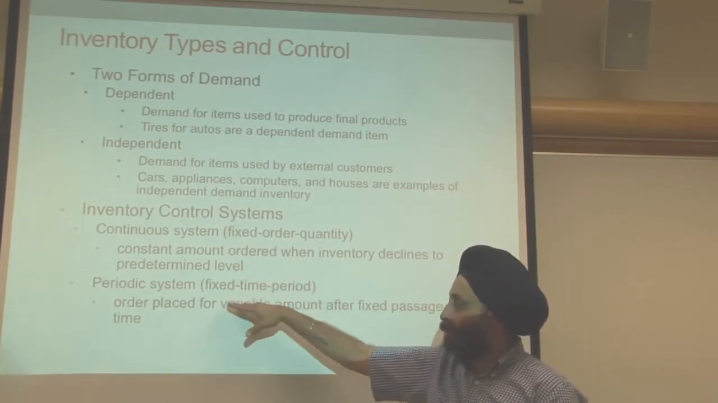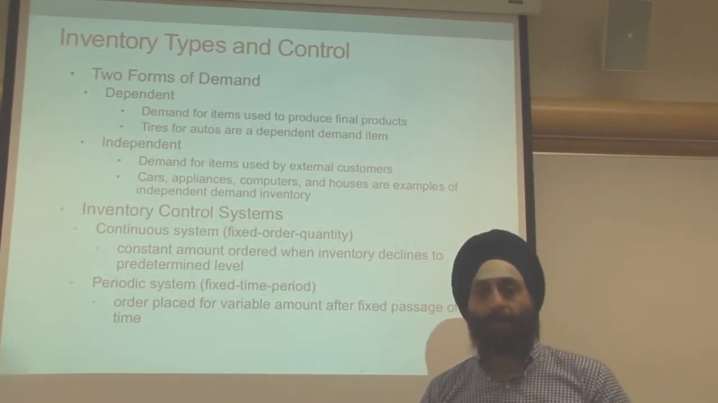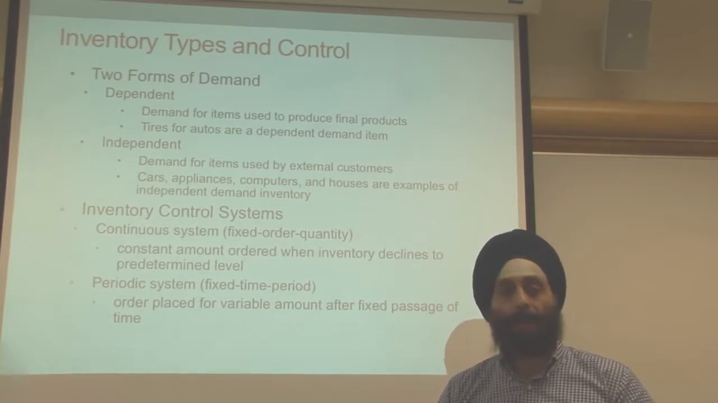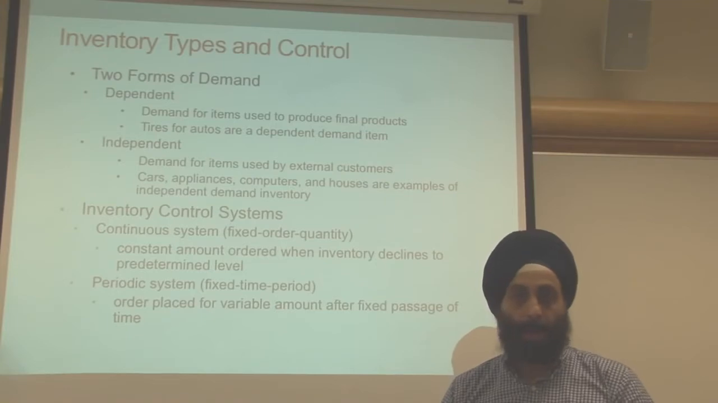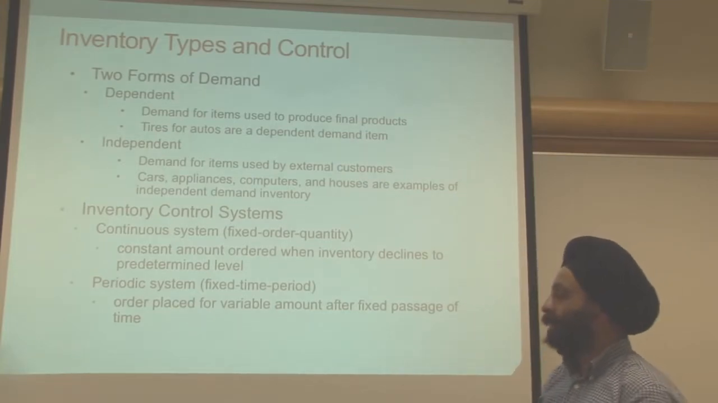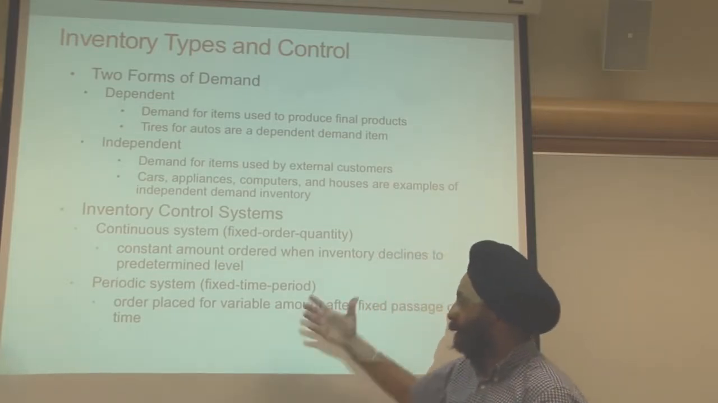So a constant amount is ordered when inventory declines to a predetermined level. Whereas a periodic order system is used when you may not have an accurate record of how much inventory you have. In that case, you may say, okay, I'll buy these goods once a week, or once a day, or every third day. So in that case, the quantity may change, but the order frequency does not change.